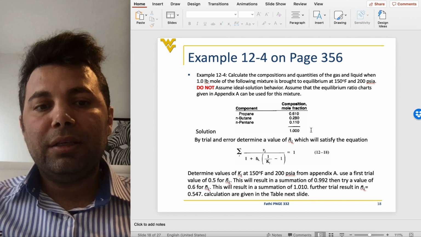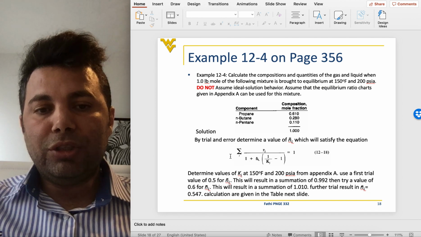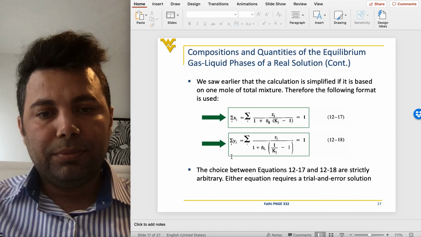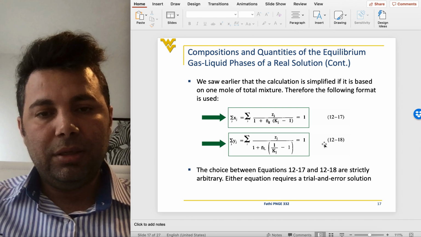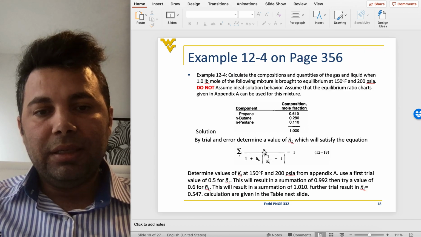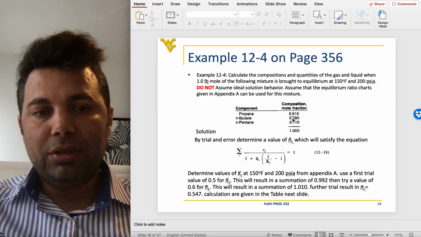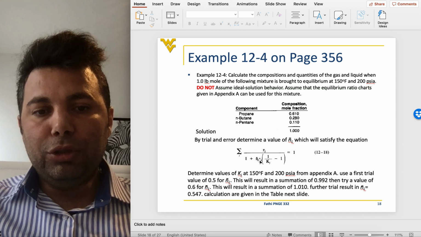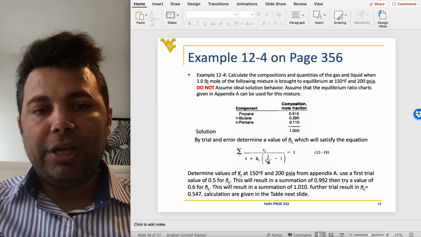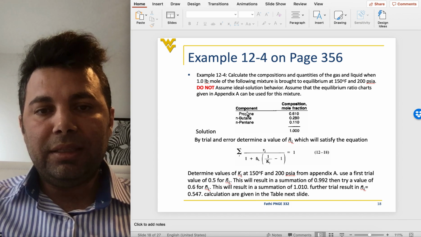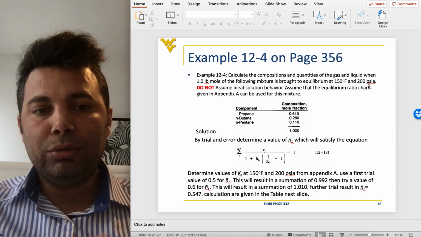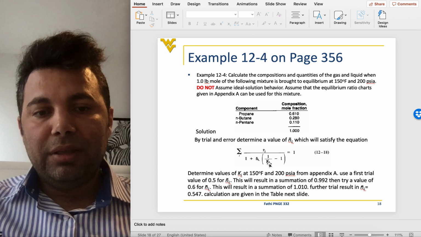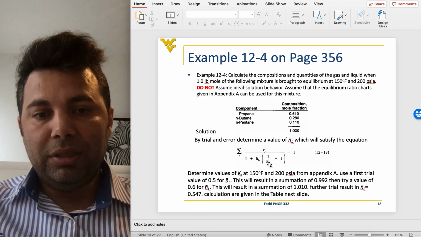The composition of the mixture is given. So to find the answer, here I'm going to use the equation for the summation of the mole fractions in the gas. So I'm going to use 12.18. If I use 12.18, the Zj is given. These are the compositions in the mixture. NL I don't know, I need to guess. Kj: for every component at the temperature of 150 and pressure of 200 psi, I need to go to the end of the book and read the K value and then plug it here.